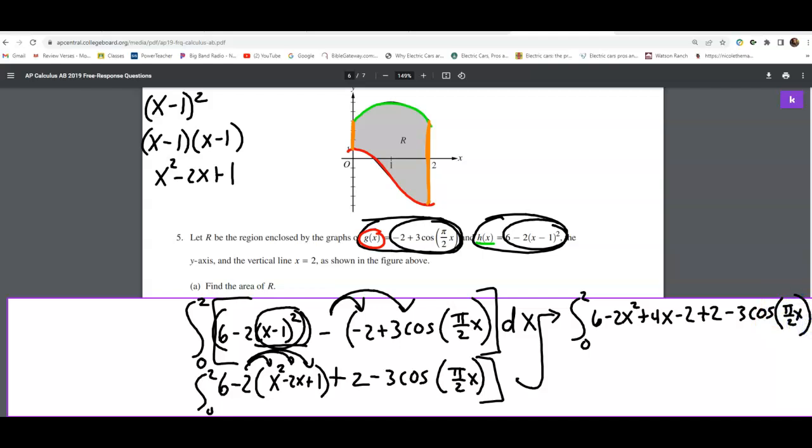All right, we're almost there. We could still simplify a little bit. As you can see, I've got a 6, a negative 2, and a positive 2. I could put all those together, since those are all just constants. So I'm going to put the negative 2x squared in the front, bring the 4x next, and the 6, negative 2, and positive 2 all together just make 6.